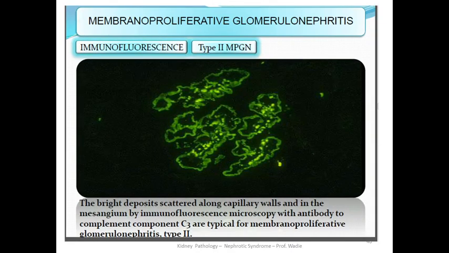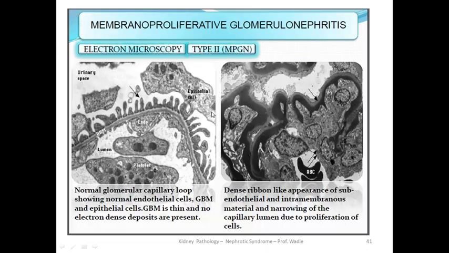And in type 2, the main problem is complement activation without antibodies. This is mainly due to complement activation. More pictures can be seen. In type 2, you find the dense deposit disease within the basement membrane.